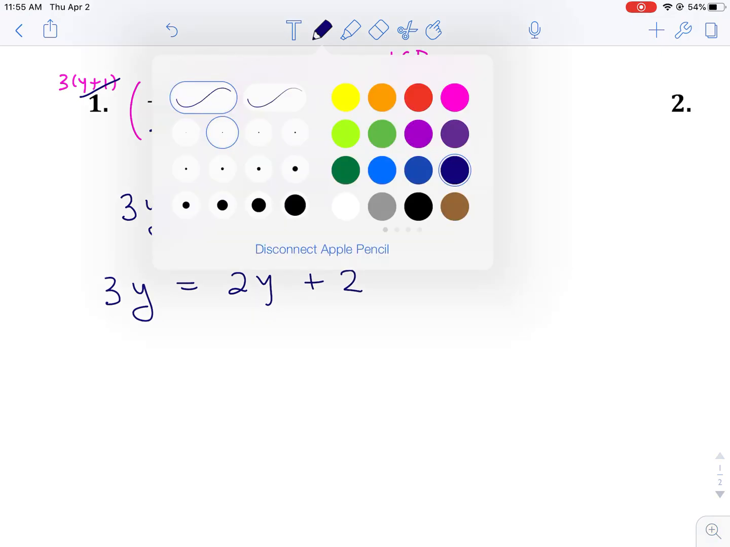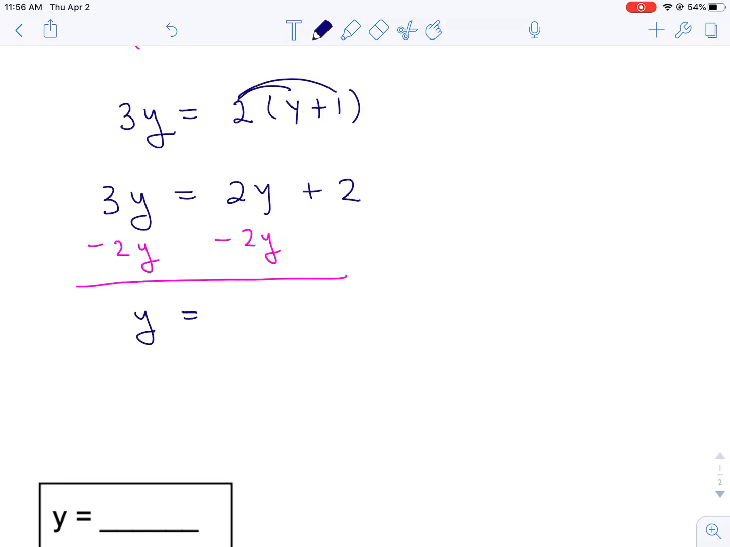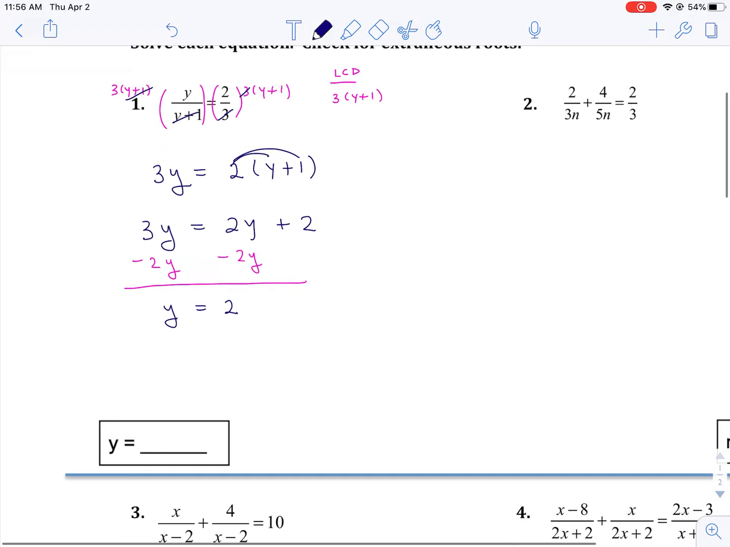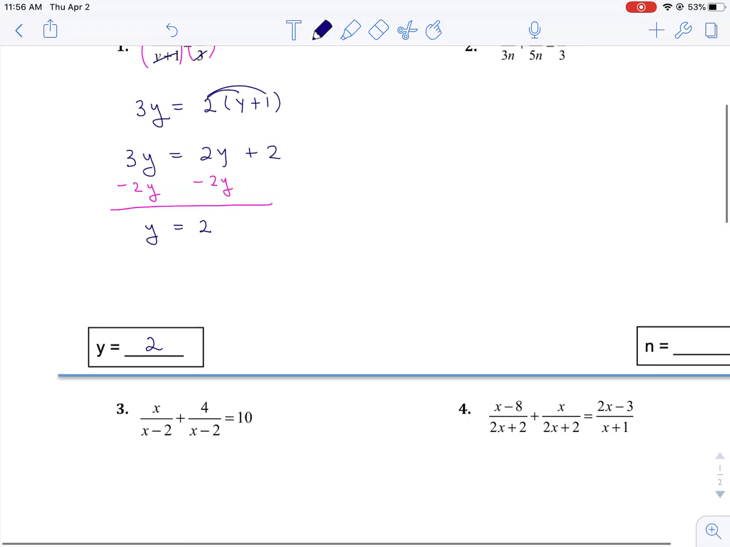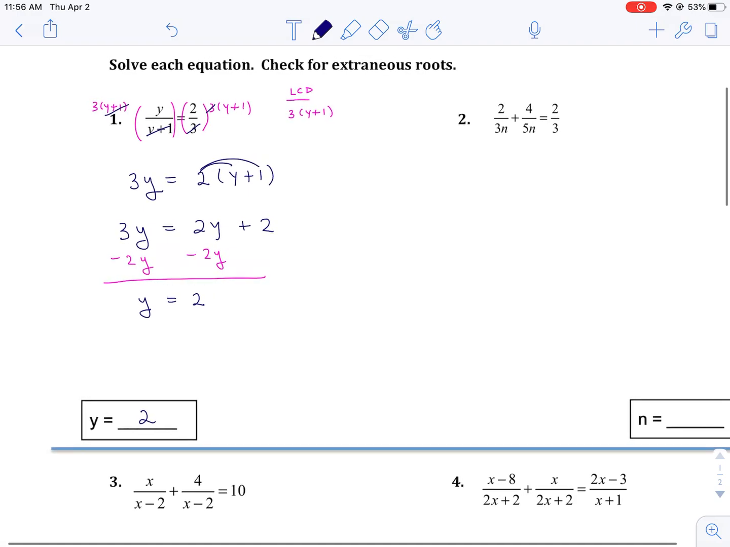I distribute, and then finally you got to pick a side for the y's. How about we subtract 2y from both sides, and that gives, on the left it gives 1y, on the right it gives 2, and really at this point I should plug 2 back in just to make sure that it works. If you have time on a test or quiz, you should always plug it back in to check for incorrect answers, or in this case, extraneous roots too, which can also happen.